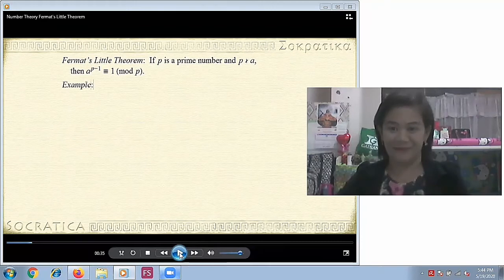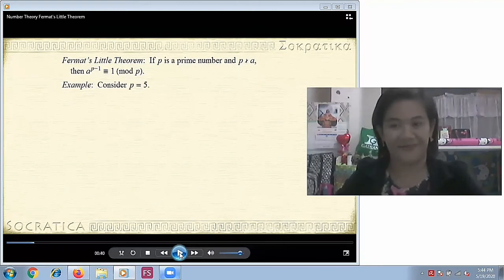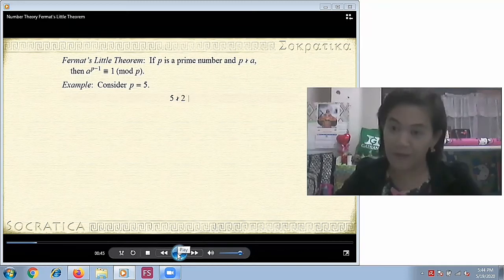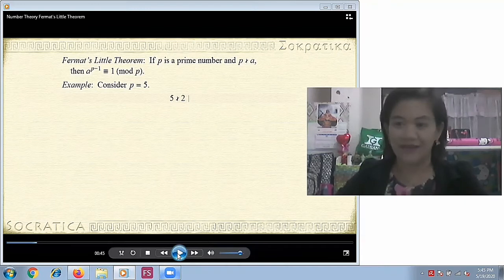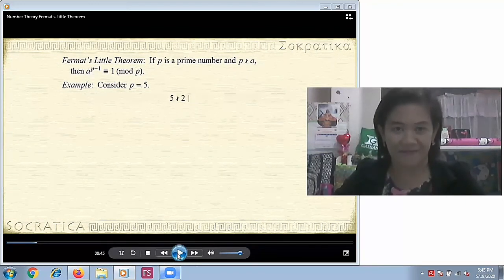So let us have an example. Consider P is equal to 5. Okay, is 5 a prime number? Yes, 5 is a prime number. Okay, so let us have here 5 does not divide 2. So if 5 does not divide 2, it follows the Fermat-Little theorem. 5 is a prime number and P does not divide A, does not divide 2. So we can follow the Fermat-Little theorem here. So we can use A to the P minus 1 is congruent to 1 mod P.